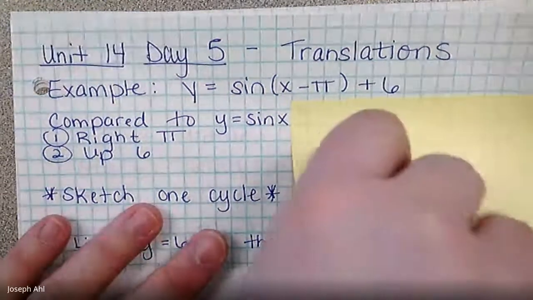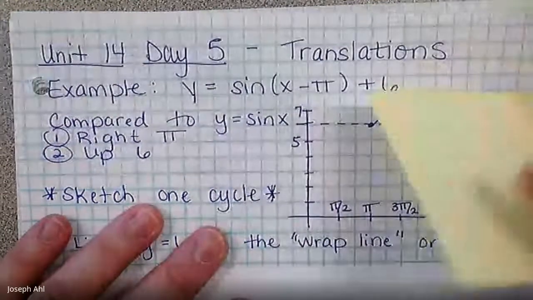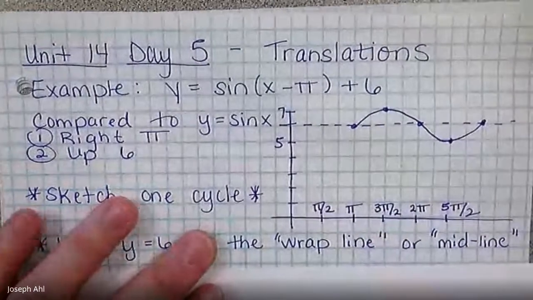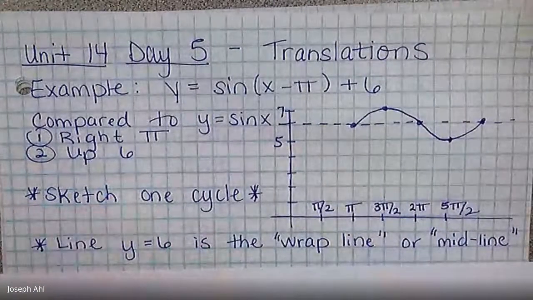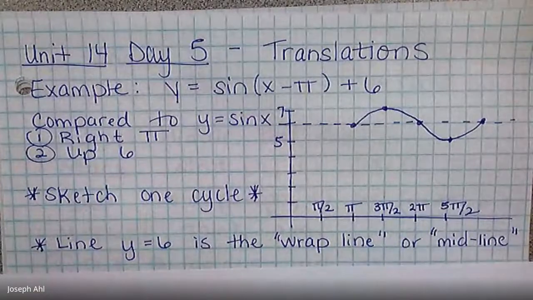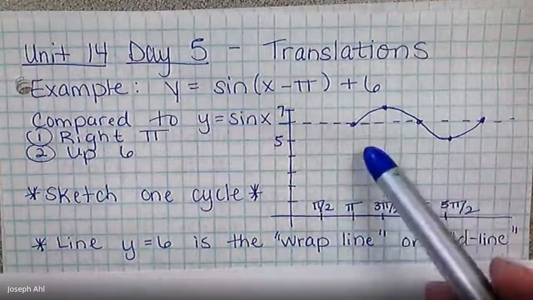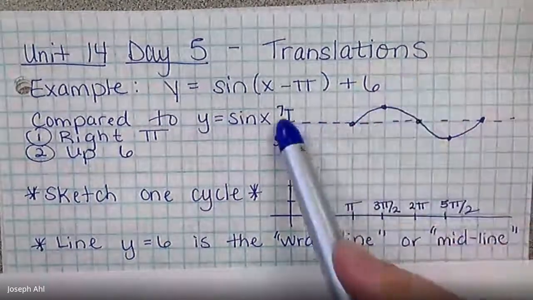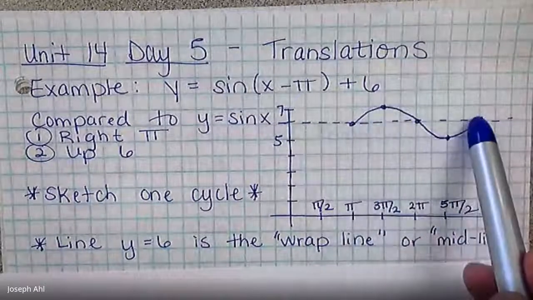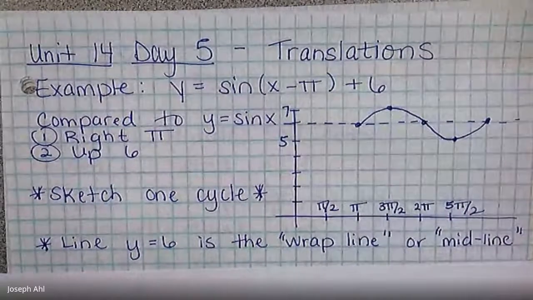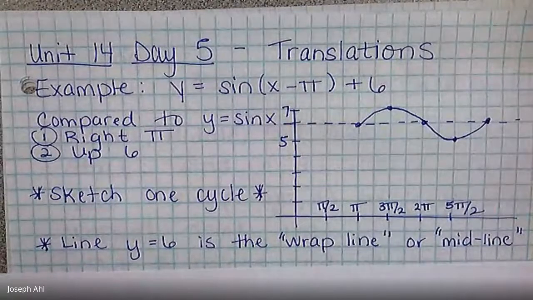Let's see if I can do a fancy reveal. And maybe you got a graph that looks something like this. Okay, so what we have is that typically the sine graph wraps around the x-axis, but when you move the whole thing up 6, I drew that dotted line at y equals 6 to show you, hey, now your sine curve is going to wrap around that line y equals 6. So that's kind of important to pay attention to.